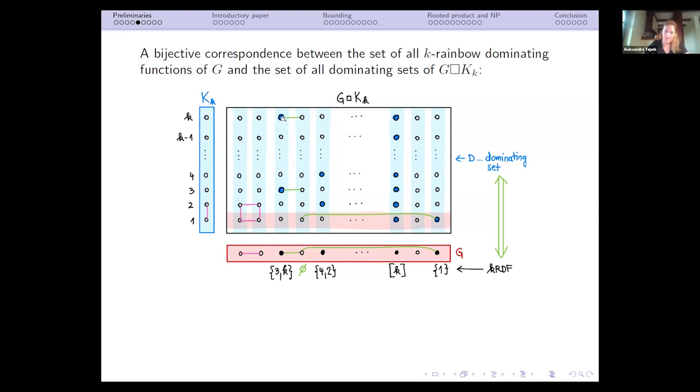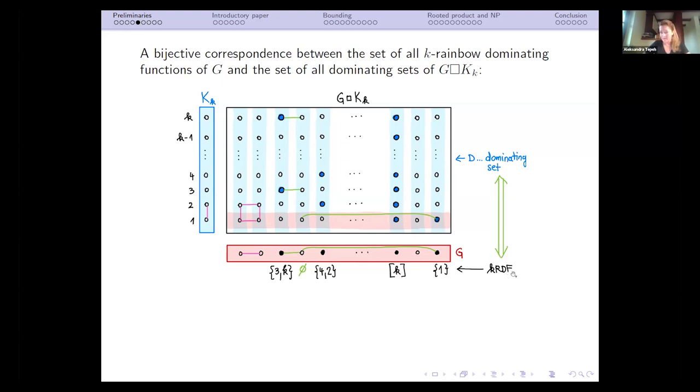So if we have this blue vertex here from a dominating set, then I just take a look at how it was denoted originally in the K_K graph. And I just put K down below in this labeling of the vertex that corresponds to this K_K layer, okay? Also, because this one is in the dominating set, I will put 3 here. And similarly, I have 4 here, 2 here, so I will label this vertex in G in such a way. And now I claim that with this, I get a K-rainbow dominating function.